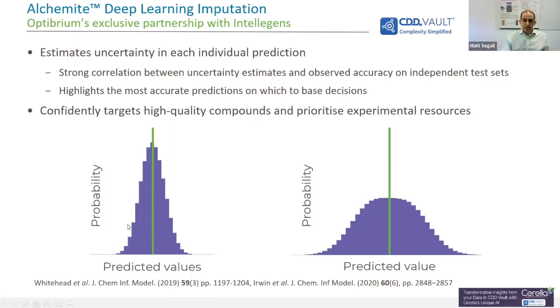And what we've demonstrated in the publications at the bottom of the page and in many others is a very strong correlation between the model's estimate of its uncertainty and the accuracy observed on independent test sets. What this means is we can really highlight the most accurate predictions on which to base our decisions. This enables us to more confidently target high quality compounds and also to prioritize experimental resources. Because of course, where that uncertainty is the greatest, like here on the right-hand side, that's where extra experimental data will add the most value and add the most information.